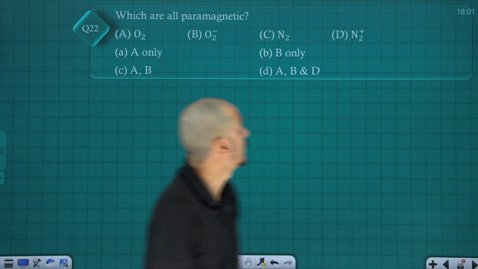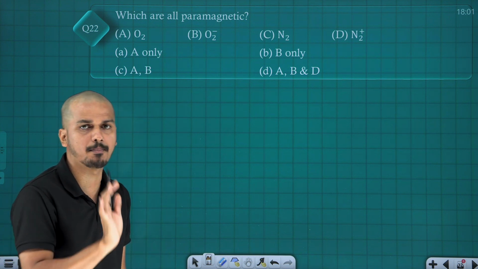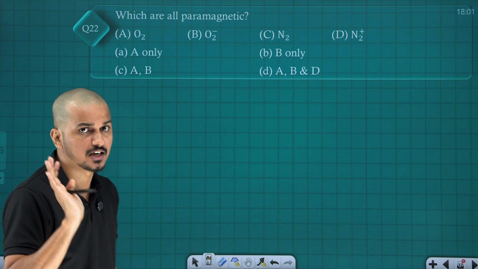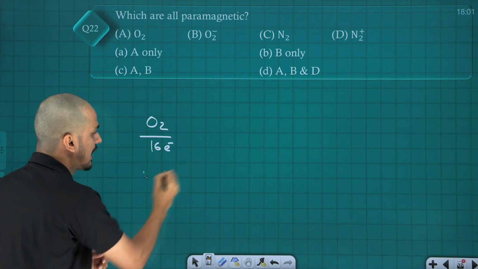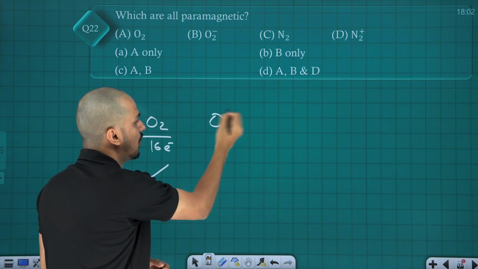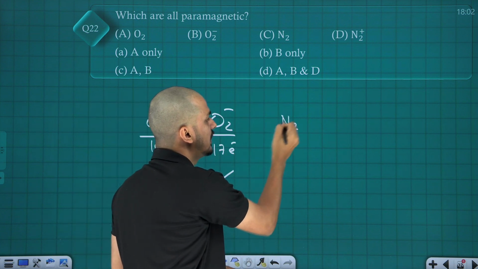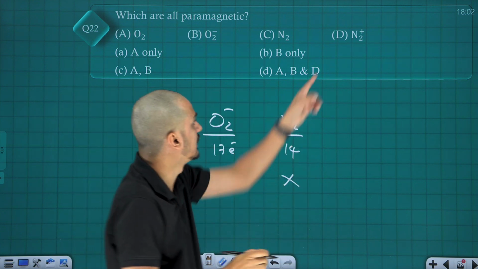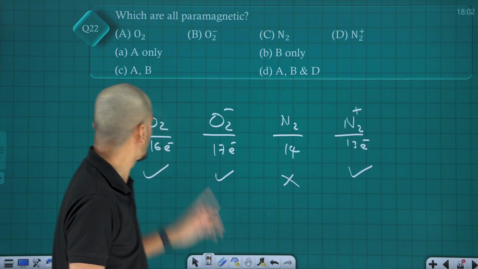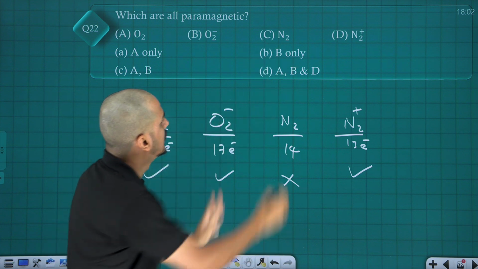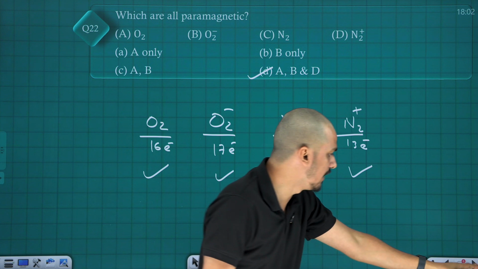Yeah. Next question. Which all are paramagnetic? I already told you, paramagnetic means odd number of electrons, plus 16 and 10 electrons containing molecules are paramagnetic. Here O2 means 16 electrons, paramagnetic. What about O2 minus? O2 minus means 17 electrons, paramagnetic. And N2 means 14 electrons, diamagnetic. What about N2 plus? N2 plus means 13 electrons, paramagnetic. So A, B and D will be paramagnetic. Idea clear? Ready? We can move to the next question.